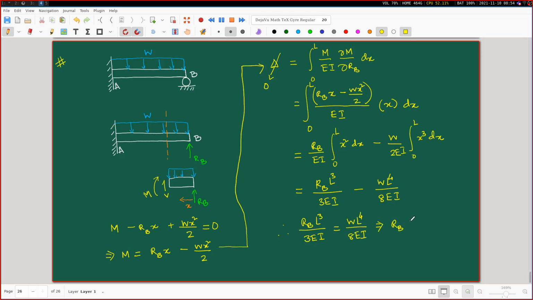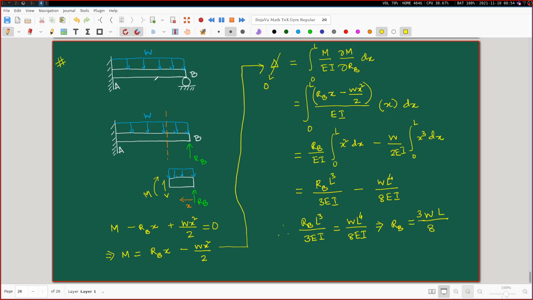So RB is what? W. So this L cube, L4 here, L remains. EI cancels. This 3 goes up in this numerator, and then we have this thing 8. So this is 3WL by 8.